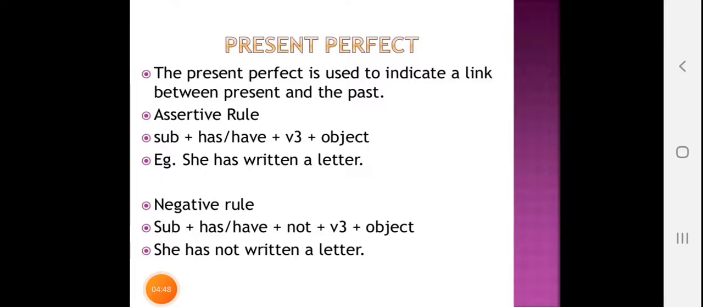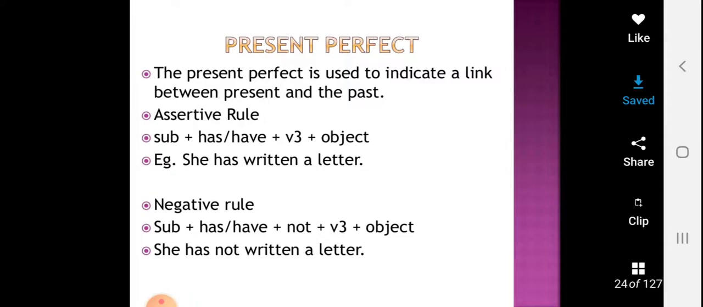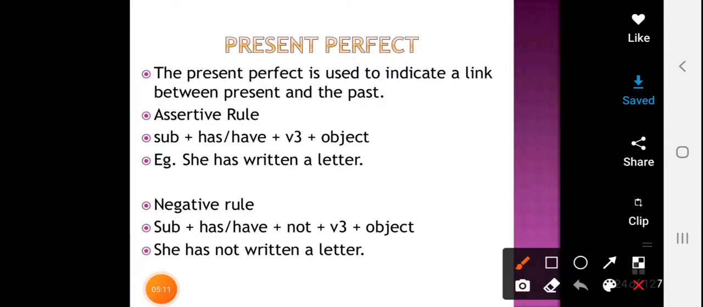Now the third type of sentences is the present perfect tense. What are present perfect tense sentences? The present perfect is used to indicate a link between present and past. Right? In these kinds of sentences we use has or have plus the third form of verb. Again I am talking about the three forms of verbs. I have already taught the three forms. We use has or have plus the third form of verb. Has is used with singular subjects and have is used with plural subjects.